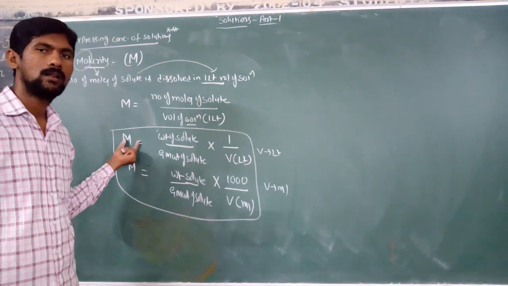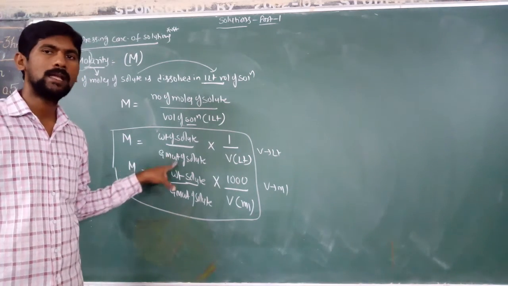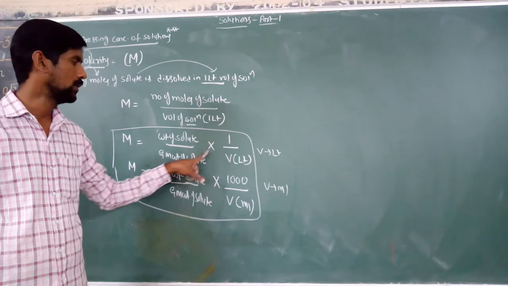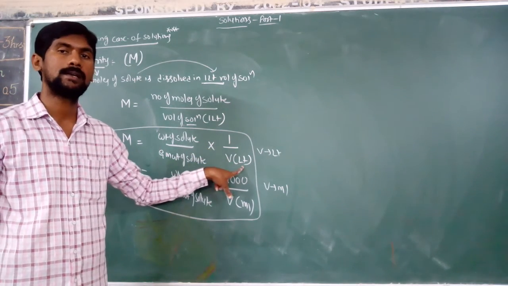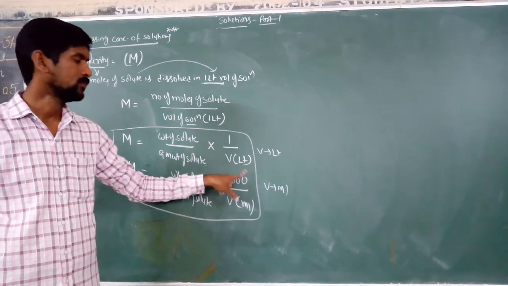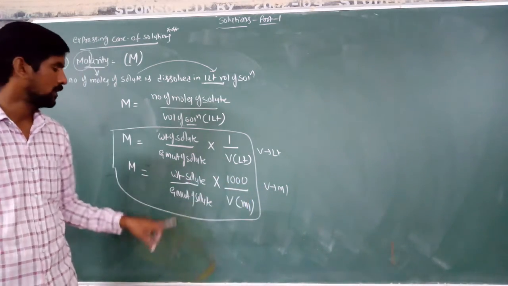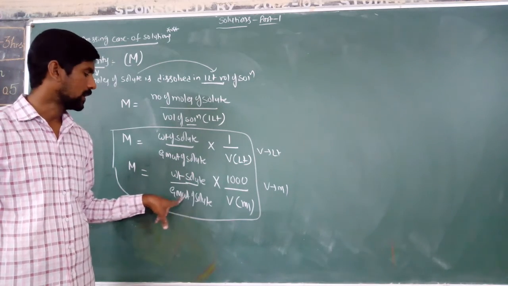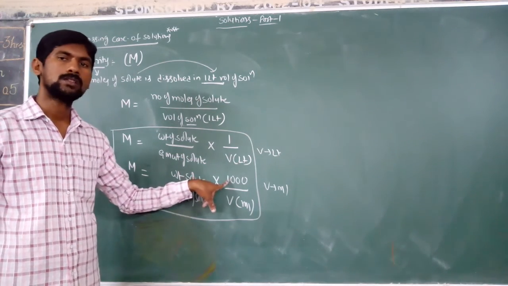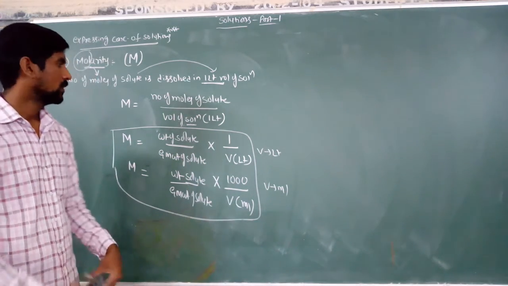What is the formula to calculate molarity? Weight of solute by gram molecular weight of solute into 1 by volume of solution in liters. If the volume is given in ml, what is the formula of molarity? Weight of solute by gram molecular weight of solute into 1000 by volume of solution in ml. Then what is the unit?